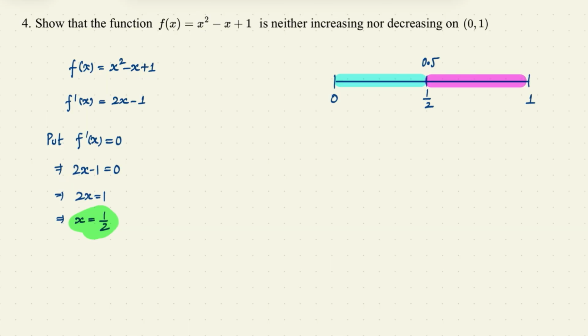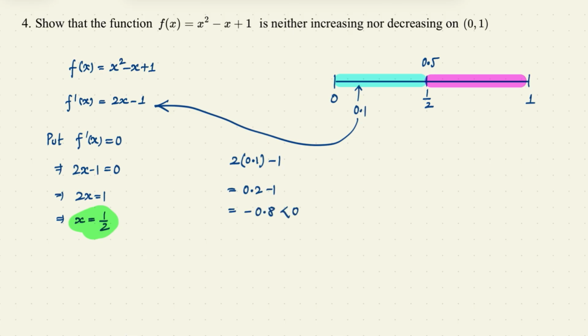Now, let us choose any point between 0 to half. Let us choose 0.1 from here, and let us put this 0.1 in f dash of x. So, if I put the value of x as 0.1, then I will have 2 into 0.1 minus 1, which will be equal to 0.2 minus 1, and this is negative 0.8. That means this is less than 0. So, my f dash x is less than 0 between 0 to half. That means the function is decreasing in this interval.